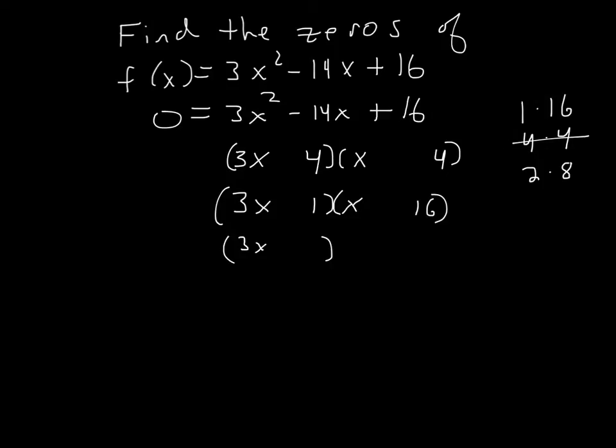Let's try it again. Let's put the 1 here and the 16 here, because that is different. Now we have 3 and 16. And I don't see any way to add 3 plus 16. That's 19. That's not 14. If I subtracted 16 and 3, I'd get 13. What does that mean? It means I'm done with 1 and 16. It's not any of those. It has to be 2 and 8. So we'll do it again.